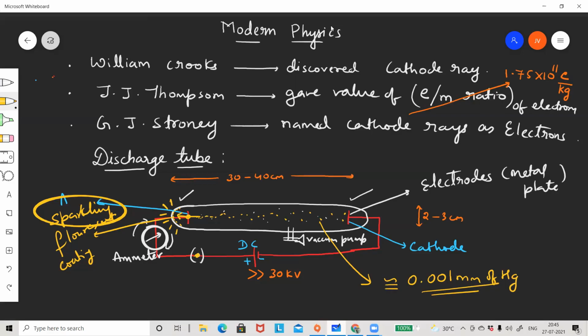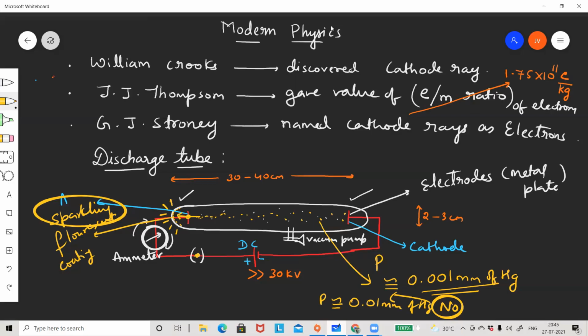So when the air pressure inside the discharge tube was this low, only then was the sparkling seen. And when the air pressure was raised, that means the amount of air inside the discharge tube was more, approximately 0.01 mm of mercury, no fluorescence was seen. No fluorescence for more air pressure. Fluorescence, that sparkling, was seen for less air pressure.